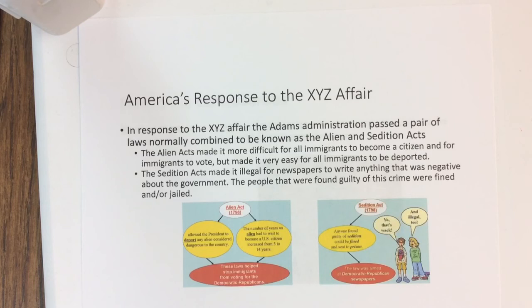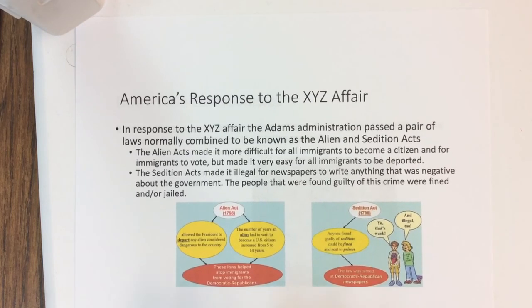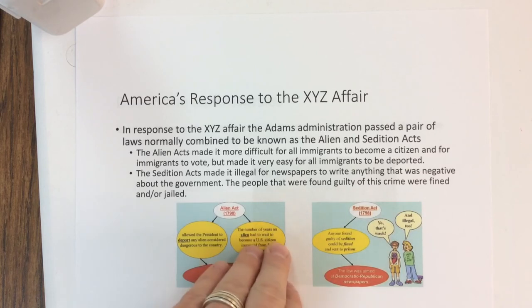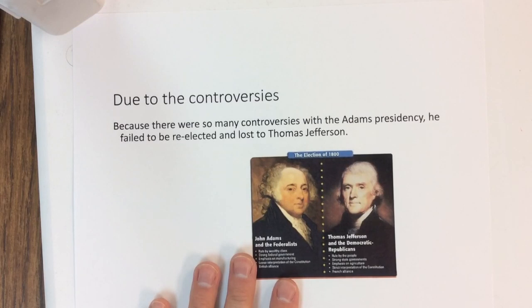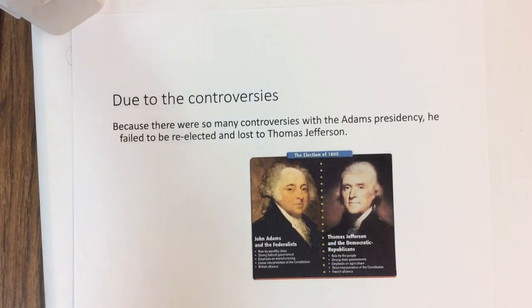The Sedition Act made it illegal for newspapers to write anything negative about the government. If you were found guilty of the crime, you could be fined or jailed, and if you were a foreign writer, you could be deported as well. Due to these controversies, because they were very unpopular laws, John Adams lost his reelection bid and only served one term as president. Thomas Jefferson will be our next president, who we'll talk about tomorrow.